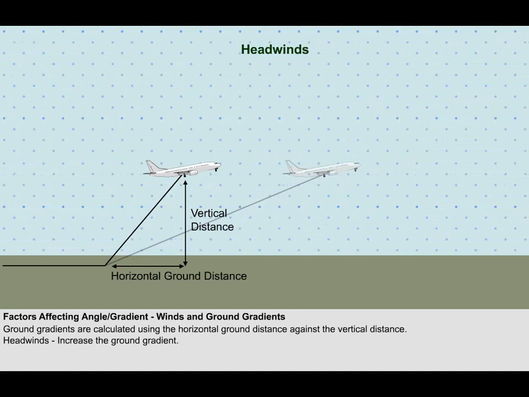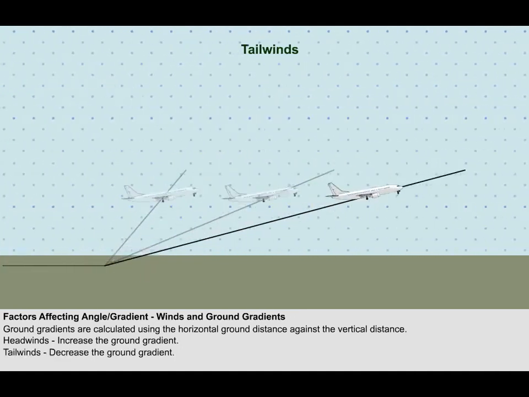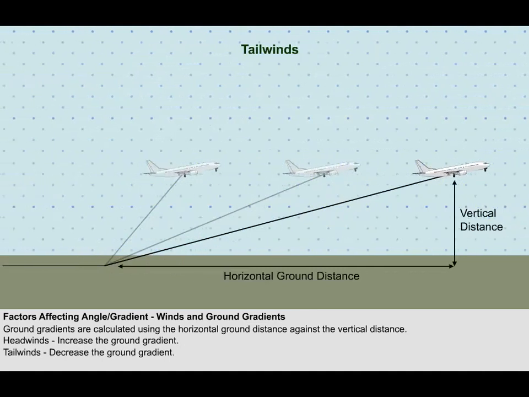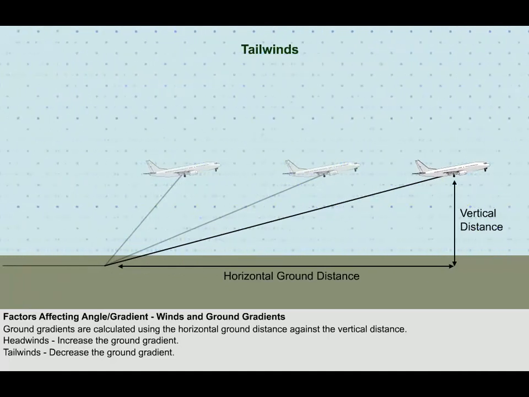Therefore, headwinds will increase the ground gradient. Likewise, with a tailwind, the aircraft is being pushed forwards and will cover a far greater horizontal ground distance. The result is that the climb angle decreases. Tailwinds, then, will decrease the ground gradient.